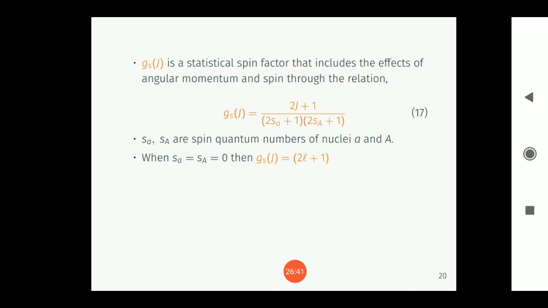Under low energy, and when the incident particle and the target spins are 0, then the Breit-Wigner formula which was derived is still valid.